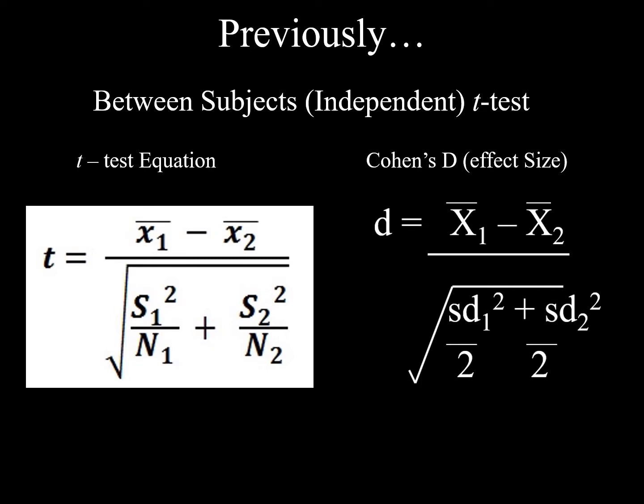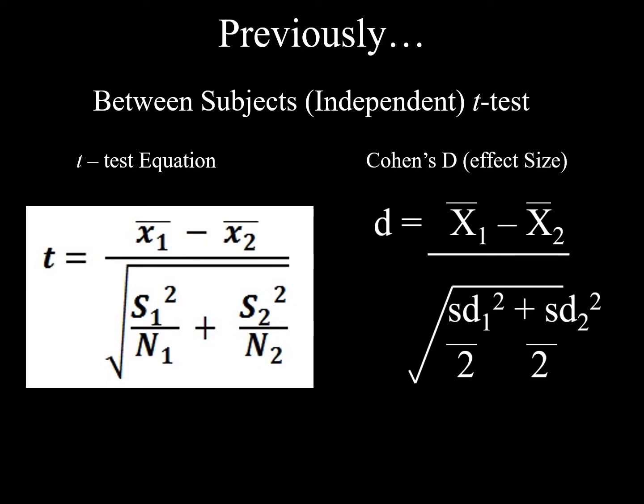Other than that, we're just going to plug and chug those numbers in, run the equation, and get our actual calculated t-test statistic, which we'll then use with our degrees of freedom. Again, the degrees of freedom of this particular test is n minus 2. Find the critical value and determine if we have statistical significance.